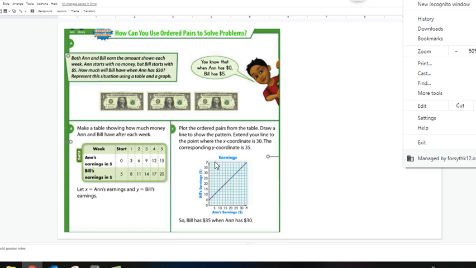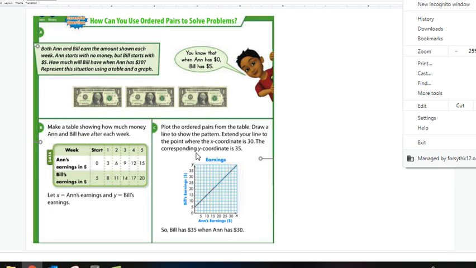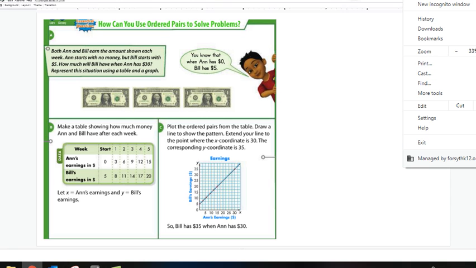You can do that by continuing to add, but you're talking about many, many more weeks, or you can plot on a coordinate grid right here, draw your line, and it's just easier to see that when you go to 30 and you go straight up, you see that Bill has $35. Much easier than doing all of that math over and over again. You just plot it, draw your line, and find out where Ann's earnings are at 30, because that's going to coordinate to where Bill's earnings are at 35.